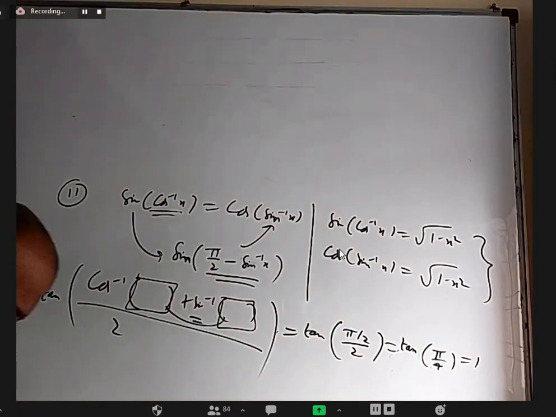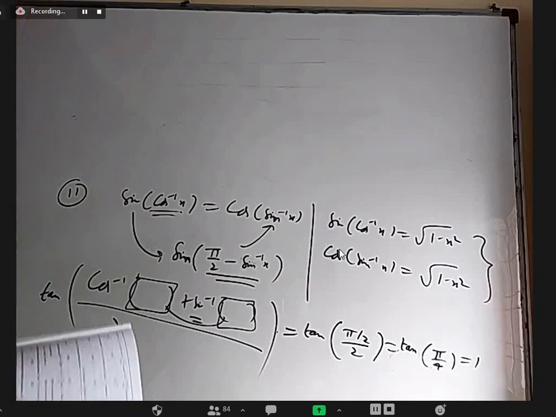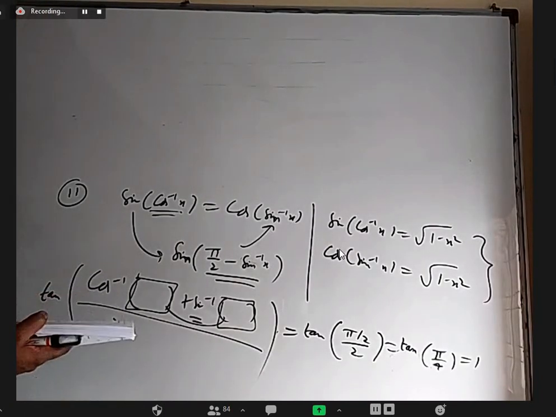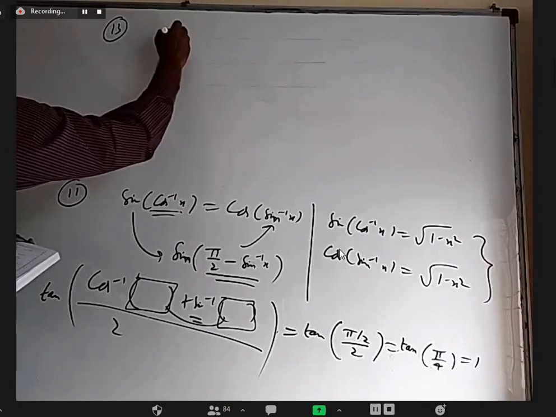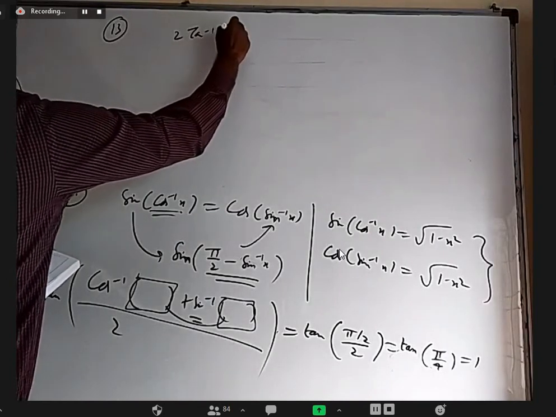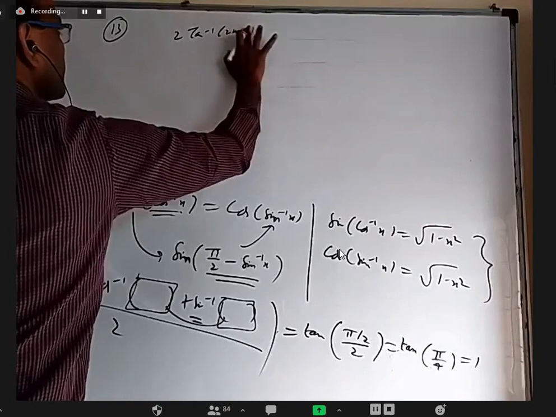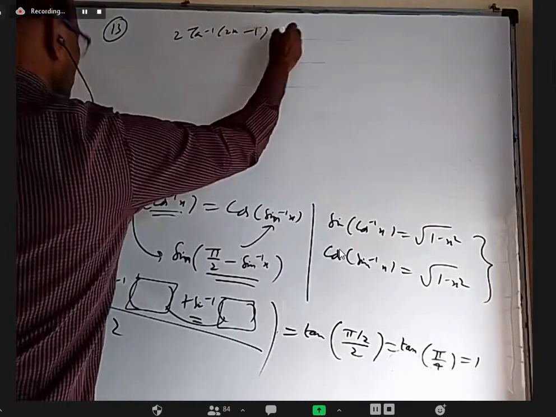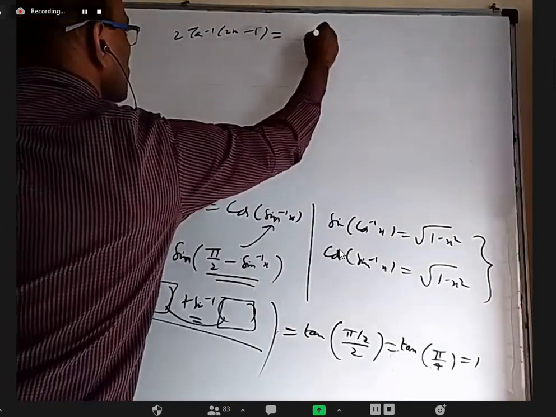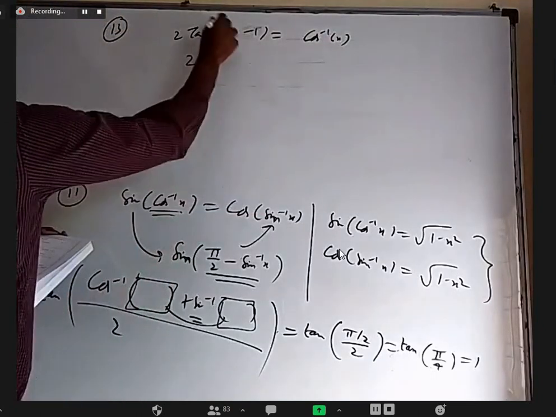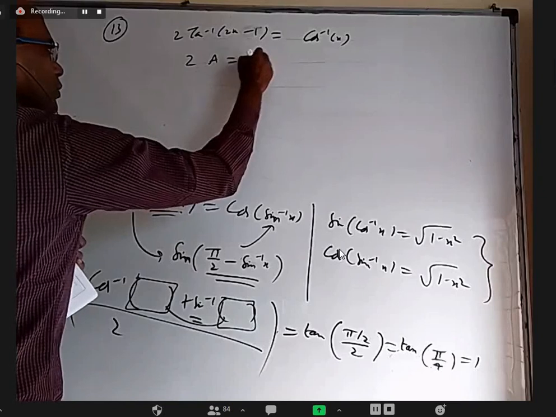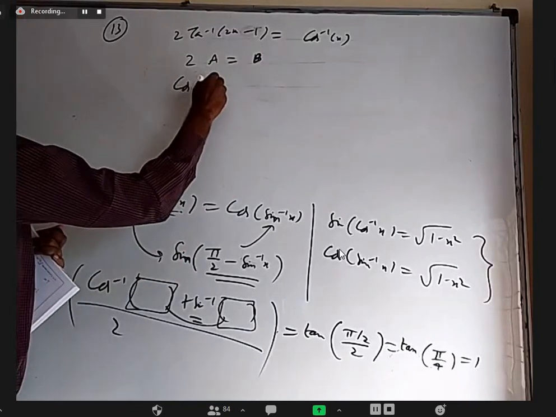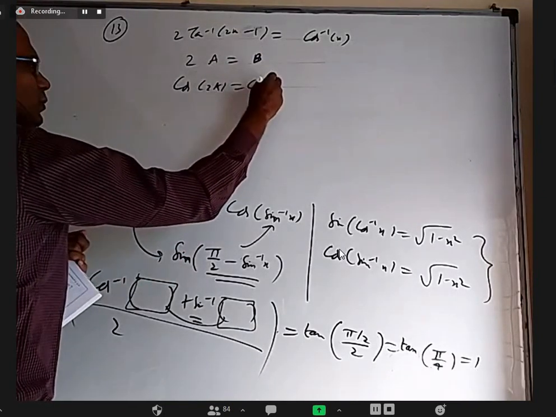Okay, 13. Better I would apply cos on both sides. 2 tan inverse of 2x minus 1 is equal to cos inverse x. This tan inverse I'll take as a and this I'll take as b, and apply cos on both sides. Cos 2a equal to cos b.